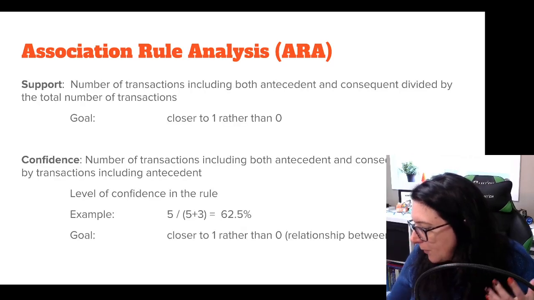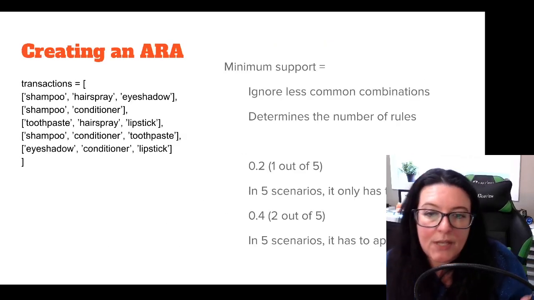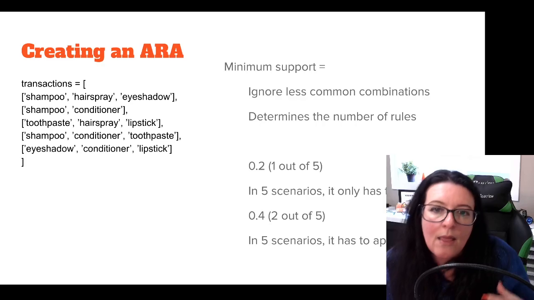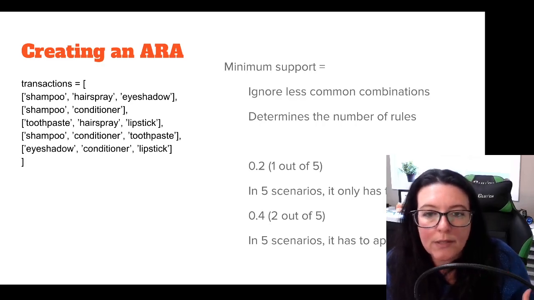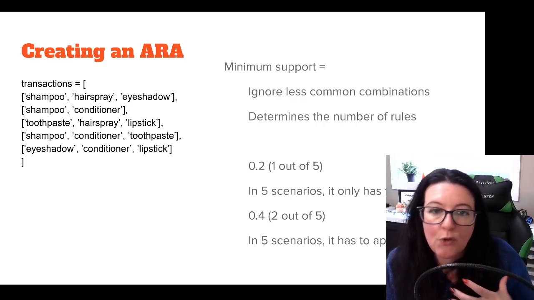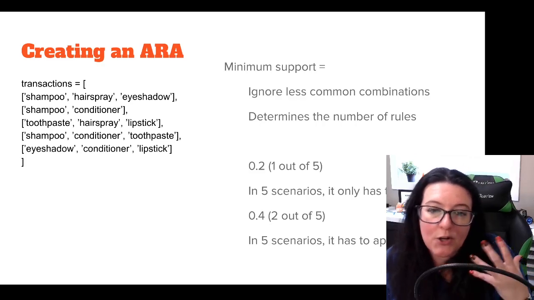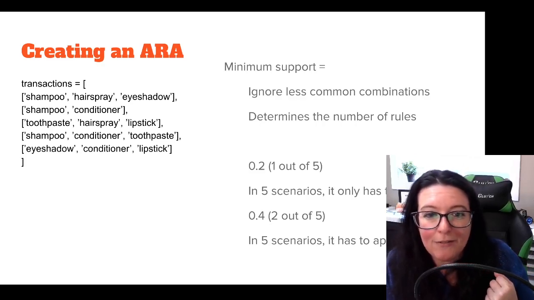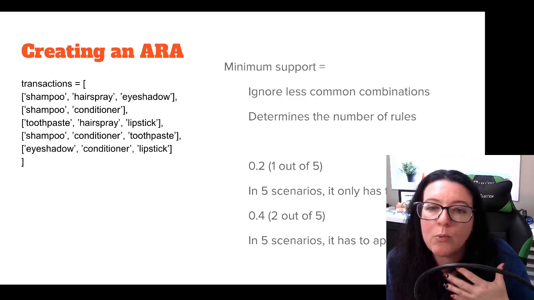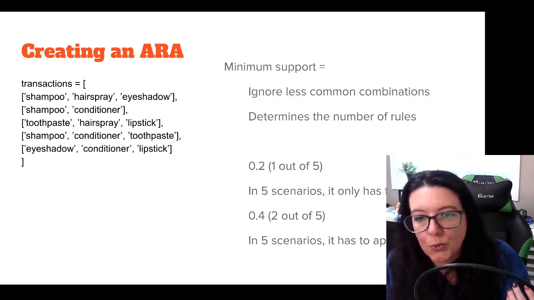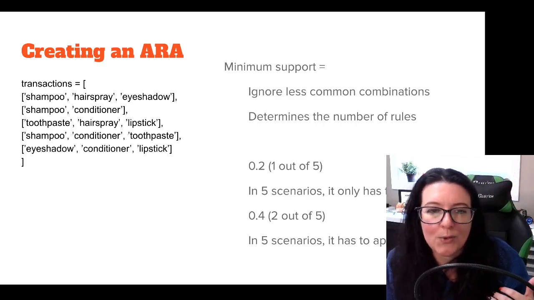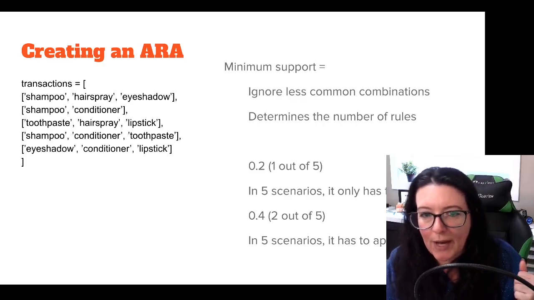Now, in the example that I have here of these 5 scenarios, if I set the minimum support at 20%, then it will create a rule or policy if it just appears once in these transactions. So for example, you see shampoo and conditioner actually appear twice, in 2 out of the 5. Shampoo and hairspray appear once. So it'll create a rule. If I put the minimum support at 0.2, it'll create a rule if it appears 1 out of those 5 times. So it'll create a rule for shampoo and hairspray.